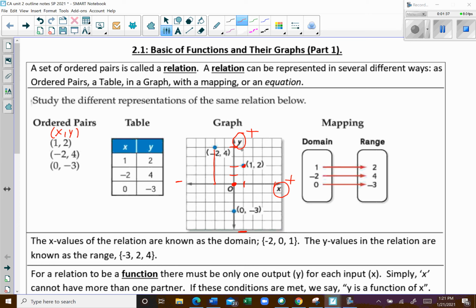And then we also have a thing known as a mapping. It's kind of like having a table, but sometimes the arrows can point in different directions. Basically, you just have your assigned domain, which is just a fancy way of saying your x values right here, and then range is going to be your y values right here. So 1 pairs to 2, -2 pairs to 4, and 0 pairs to -3. Those once again are just ordered pairs. You can see from all the other representations it's the same relationship.